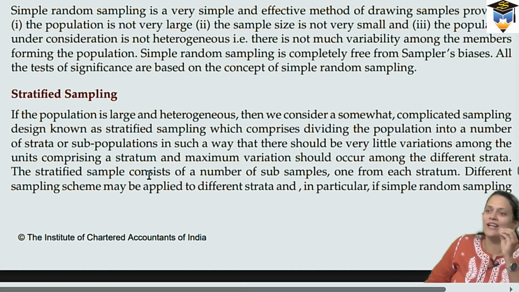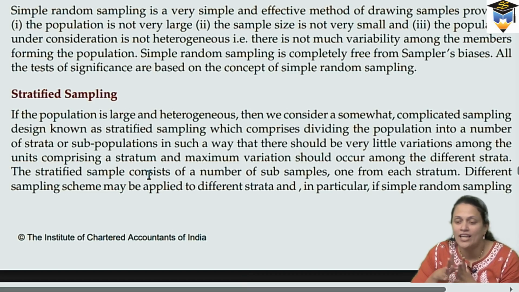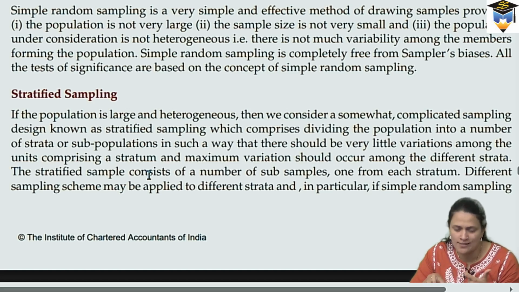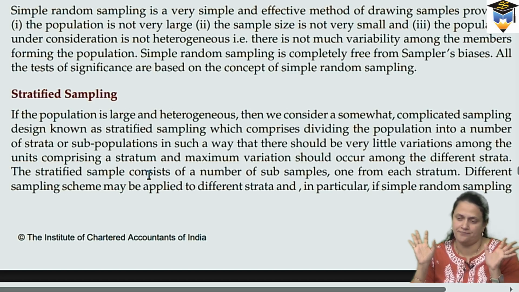ओके, आता स्ट्रॅटिफाईड सॅम्पलिंग. If the population is large and heterogeneous, then we consider a somewhat complicated sampling design known as stratified sampling, which comprises dividing the population into a number of strata or subpopulations in such a way that there is very little variation among the units comprising a stratum, and maximum variation should occur among the different strata.